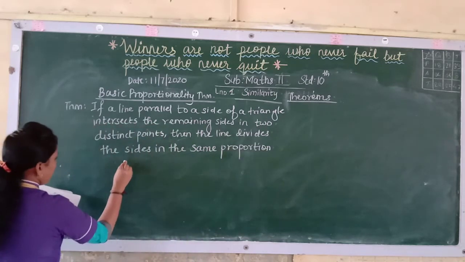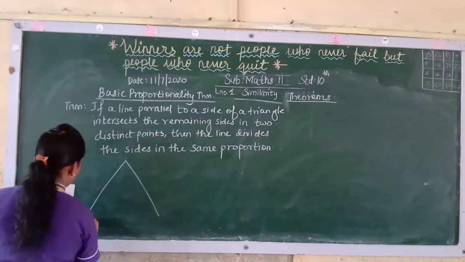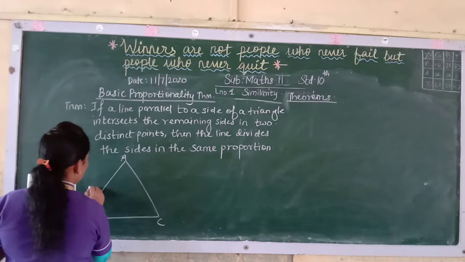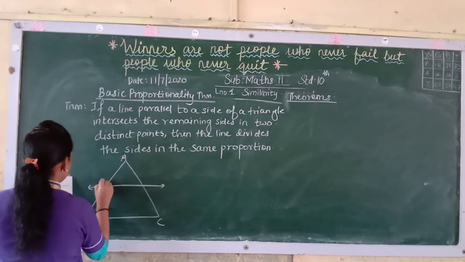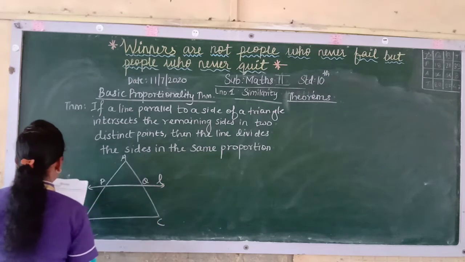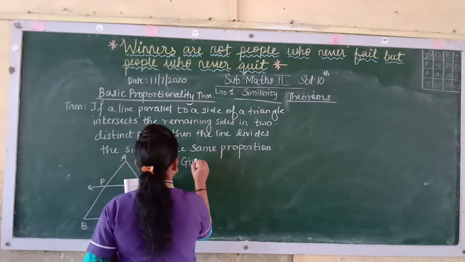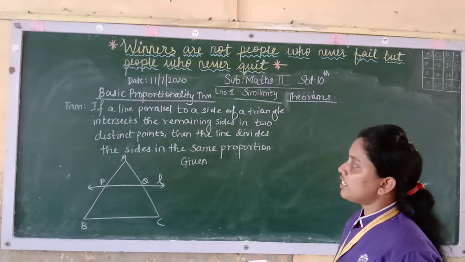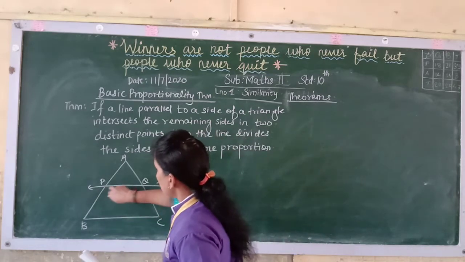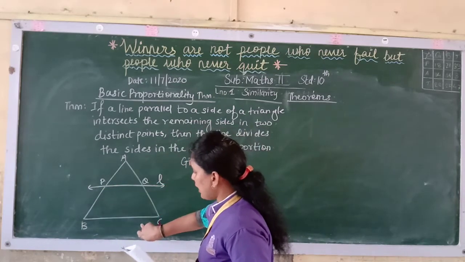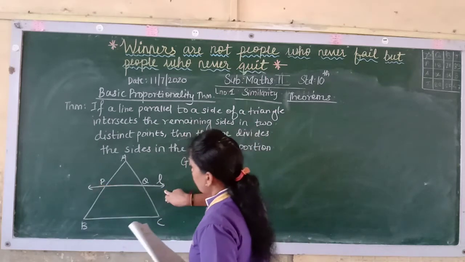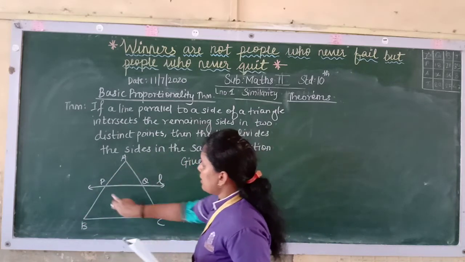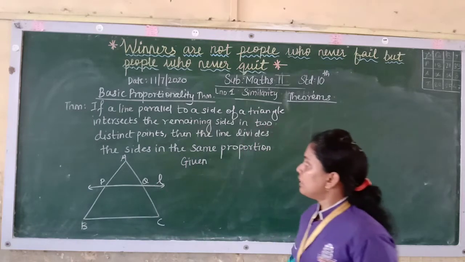Now see, you have to draw a triangle over here. Now this is A, B, C. Now if you see, if a line parallel to a third side of a triangle intersects the remaining two sides in two distinct points. Now if you see here, the PQ, which is the line, is parallel to side BC, and this PQ is intersecting lines AB and AC in points P and Q respectively. That is given here.